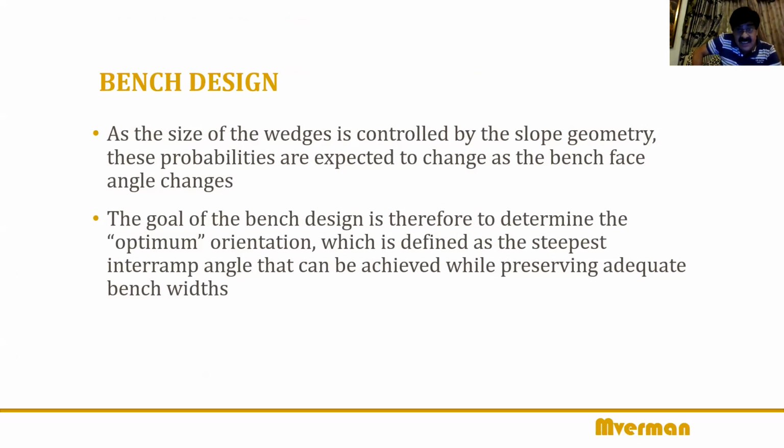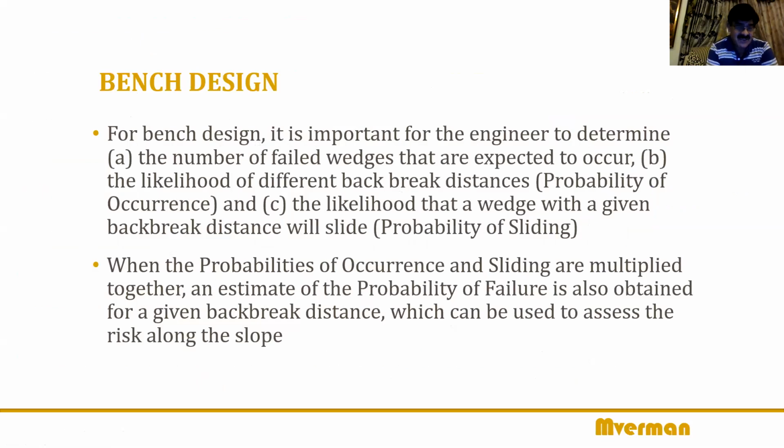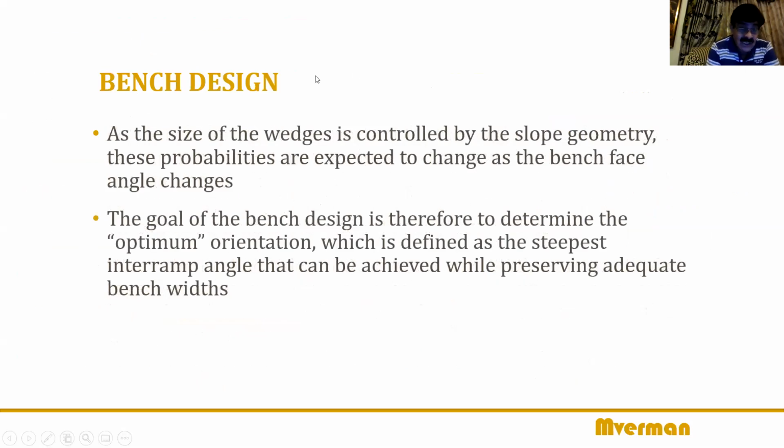Since the size of wedges is controlled by slope geometry, these probabilities, probability of occurrence of wedge and probability of sliding of wedge, will change as the bench face and bench angle are changed. If we change these values, this angle, the probability of occurrence of wedges and probability of sliding of wedges will also change, which means probability of failure will change. So the aim of the bench design should be to estimate the optimum orientation of these angles.